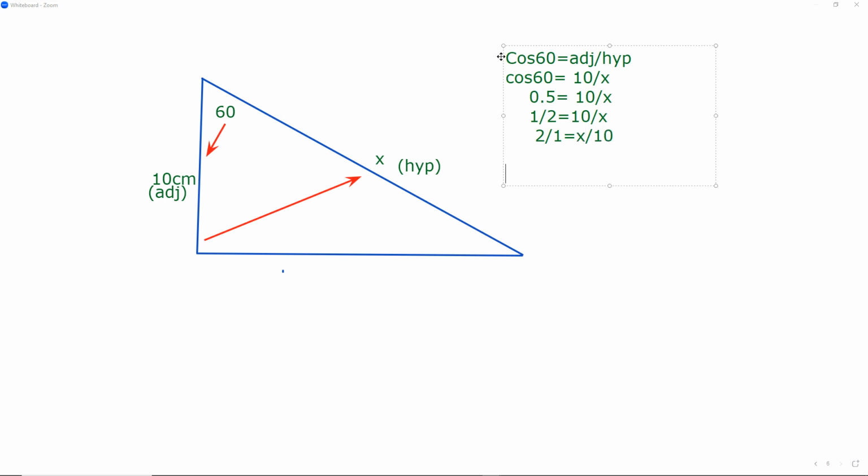And now that 10 is in the denominator, I can multiply by 10 on both sides. And 10 times 2 would give me 20. And 10 times x over 10 would get you x. X equals 20. Final answer here, x is equal to 20. All right, and that's the final answer for that. Using cos, we've now solved for that.